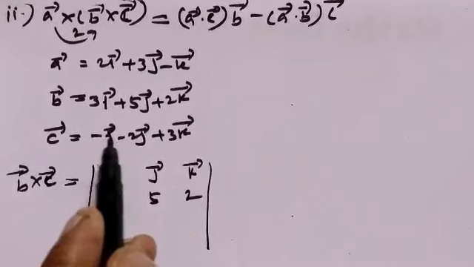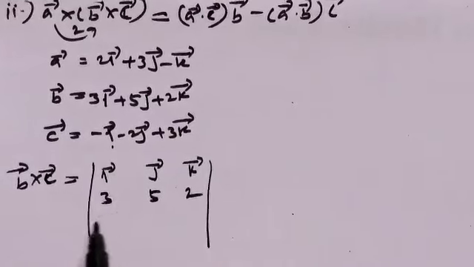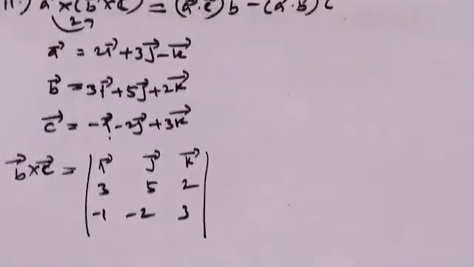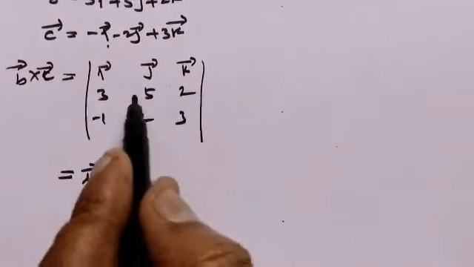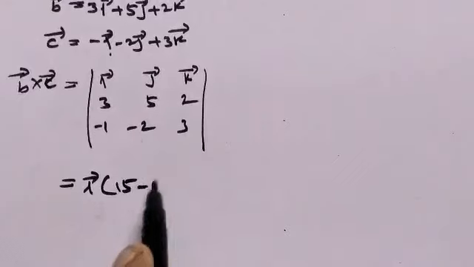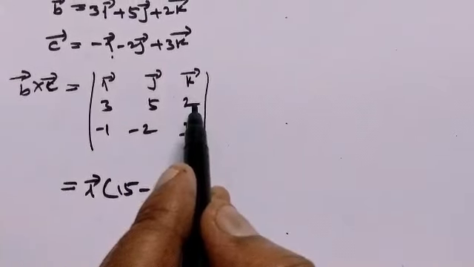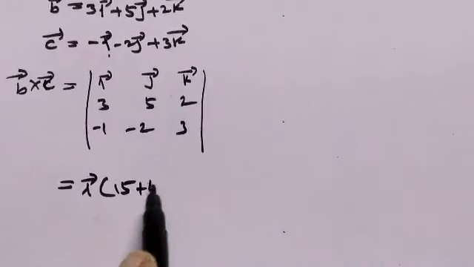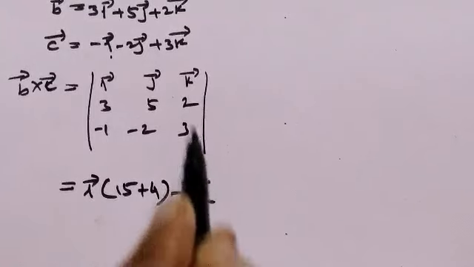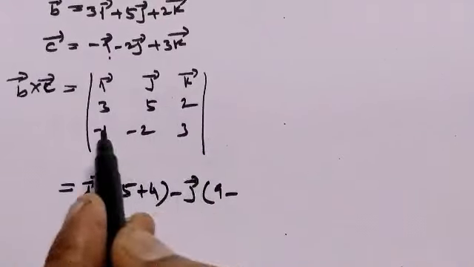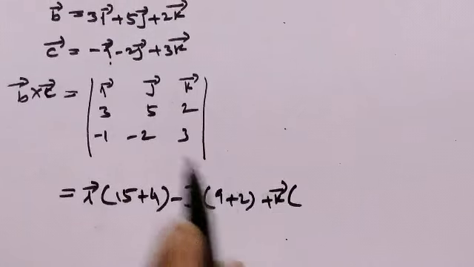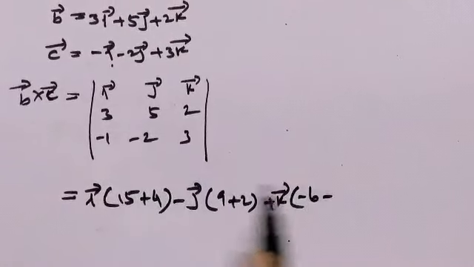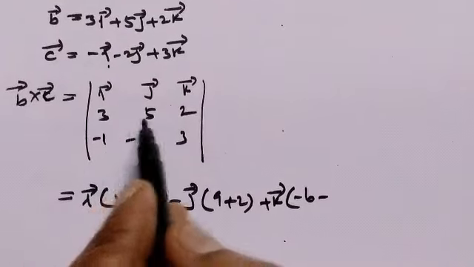C vector is minus i minus 2j plus 3k. Expand by R1: i vector into 5 times 3 is 15, minus 2 into 2 is minus 4, minus of minus 4 is plus 4. Minus j vector into 3 times 3 is 9, minus 1 into minus 2, minus of minus 2 is plus 2. Plus k vector into 3 into minus 2 is minus 6, minus 1 into 5 is minus 5, minus of minus 5 is plus 5.